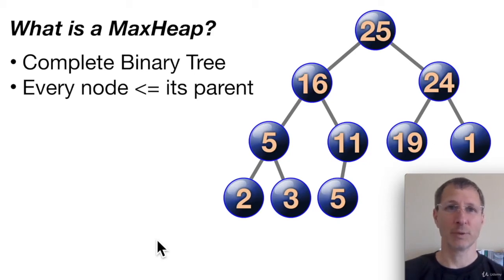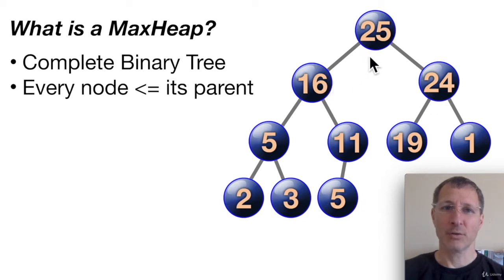And I know we haven't covered trees yet. That's going to be covered in section 5. But bear with me. I think you're going to figure this out pretty easily. So the one condition of a max heap is that every node is less than or equal to its parent. That's the key. So you'll see that 25 is the parent of 16 and 24, right?